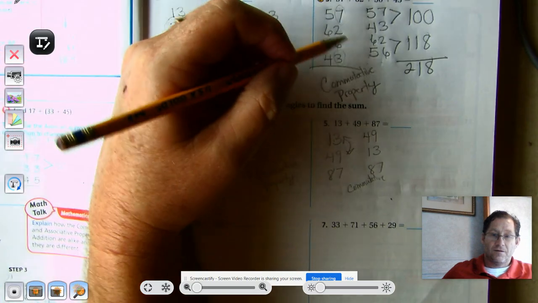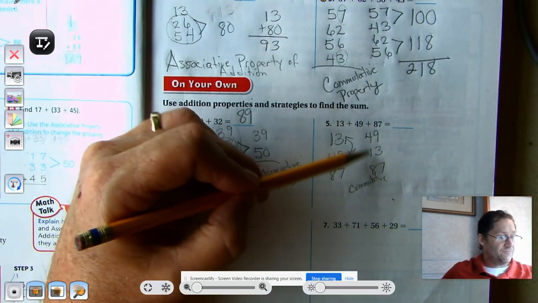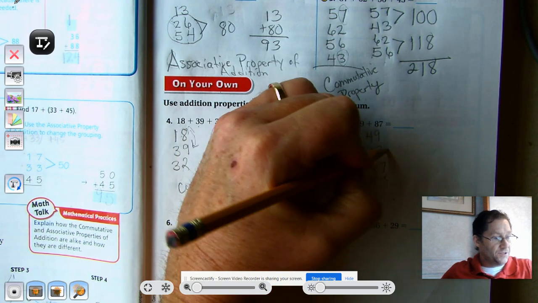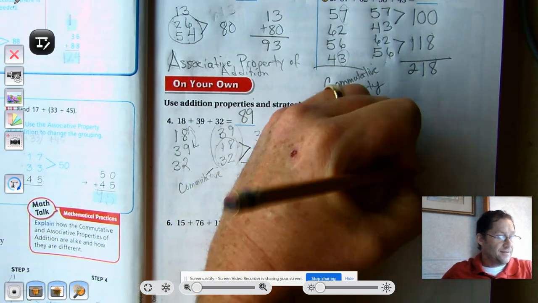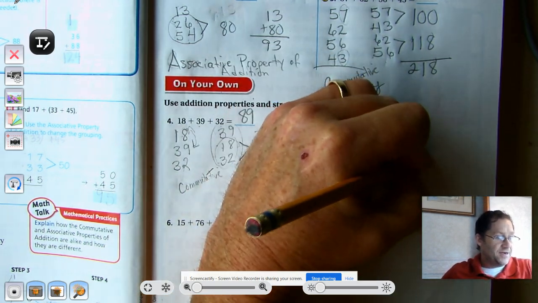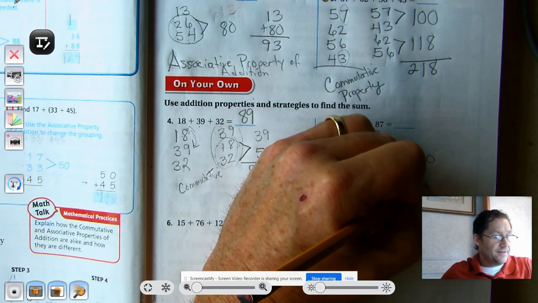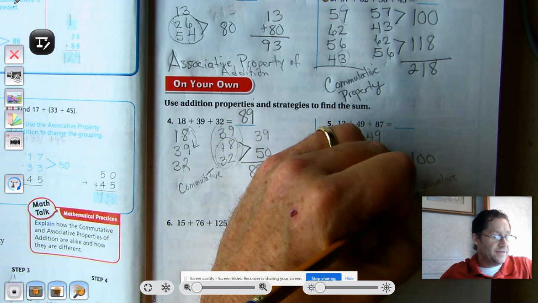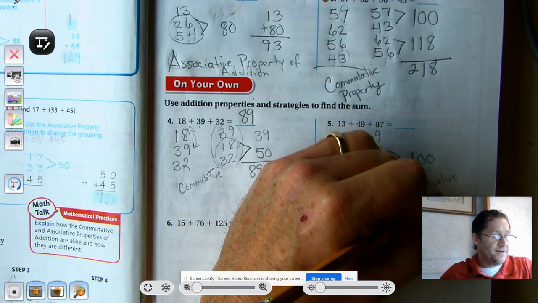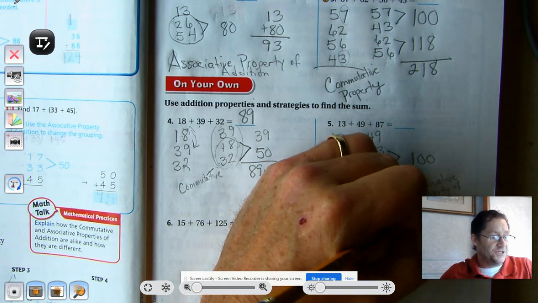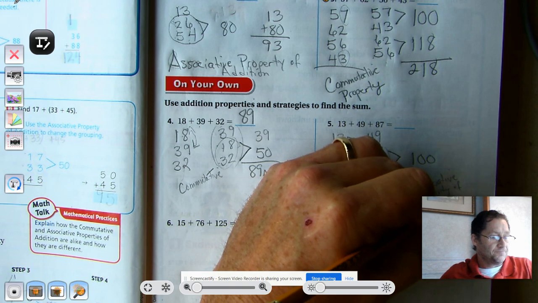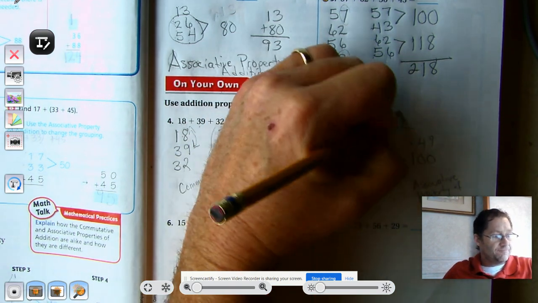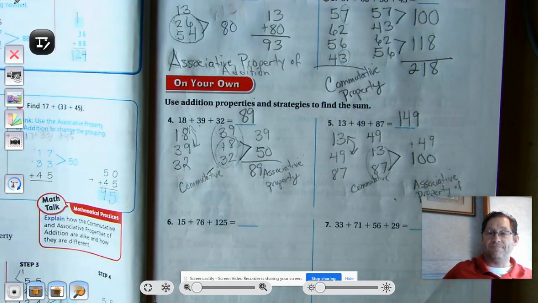Now I can look and find my 10, which is 13 plus 87. So we're going to group those together first. And that gives me 100. And the property that allows us to group addends differently is the associative property of addition. Okay, and now we have 100 plus 49, 149.